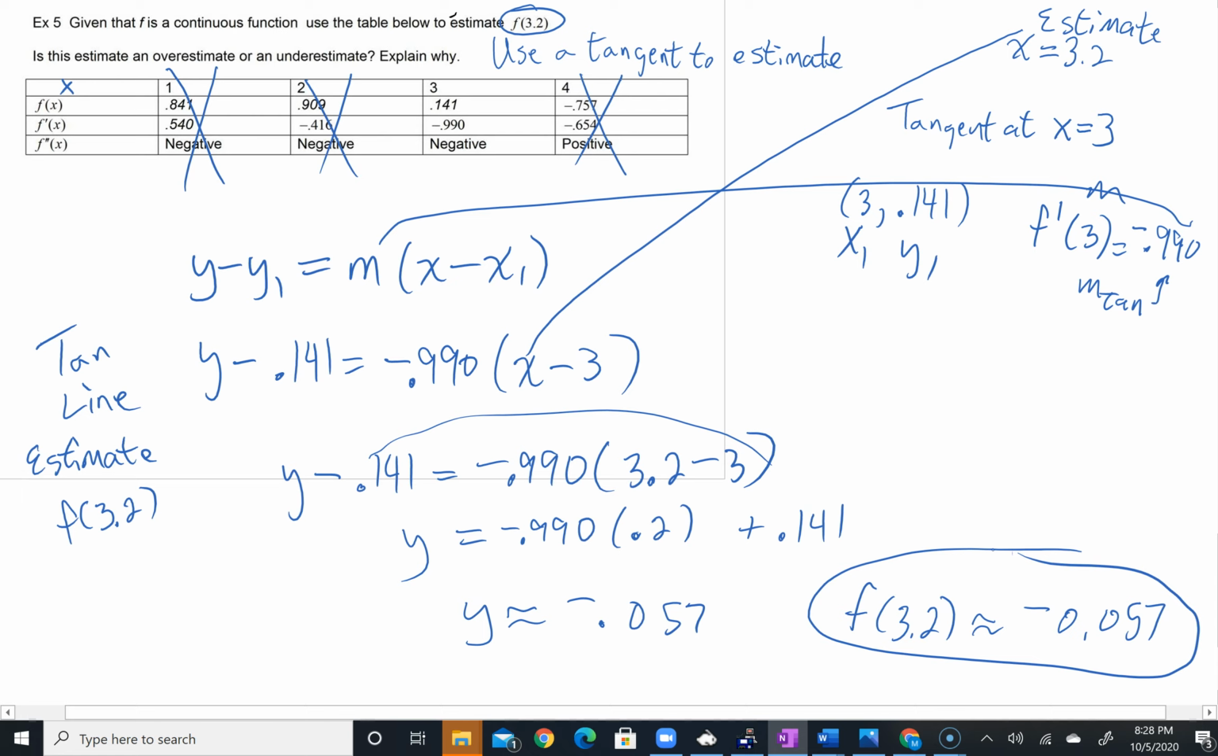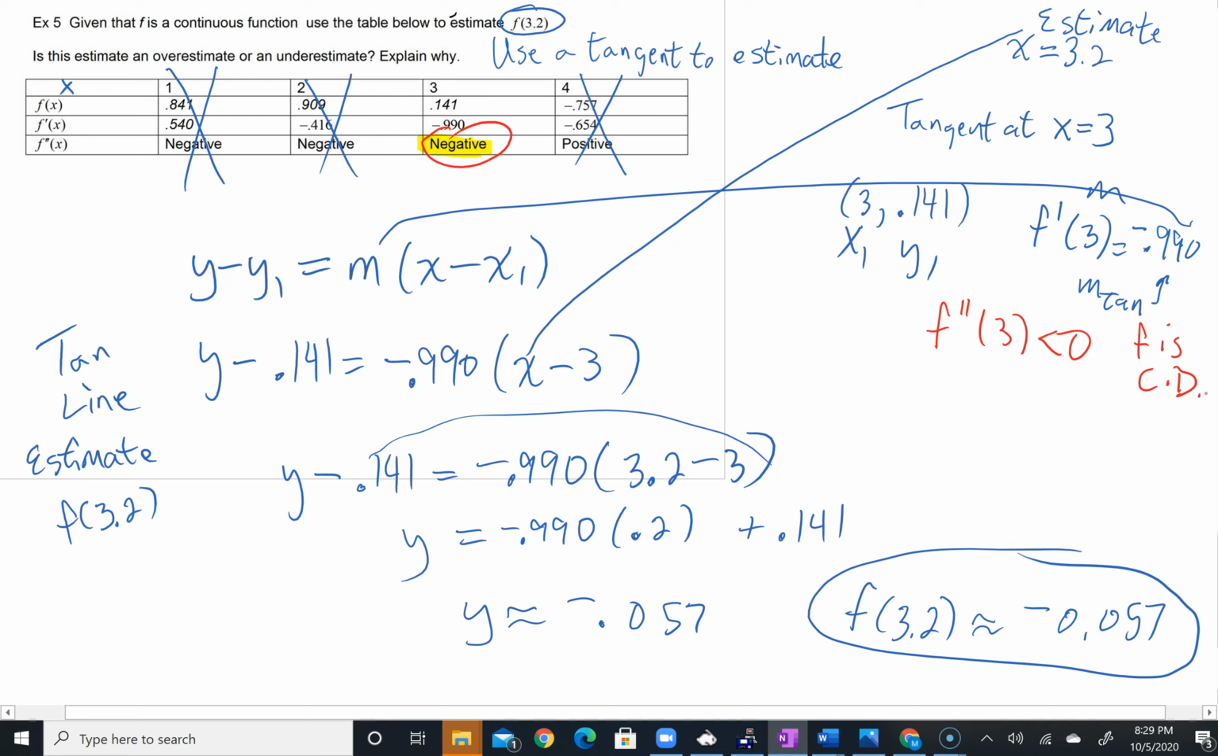But that's not the only thing that they want us to have. You see, they want us to say, we just made an estimate. Is this an overestimate or an underestimate? Now, there's one piece of the puzzle here that we've yet to use, and that is f double prime of 3. f double prime of 3 is negative. Okay, so that means f is concave down. Concave down like a frown.